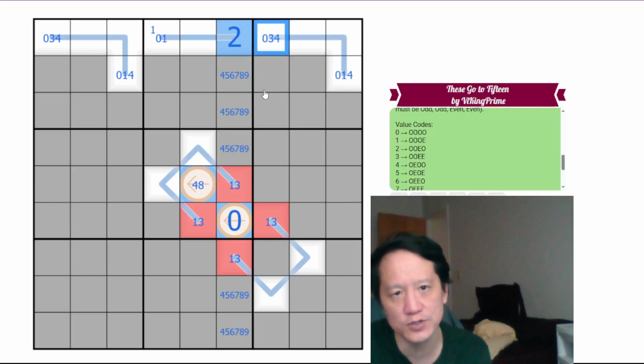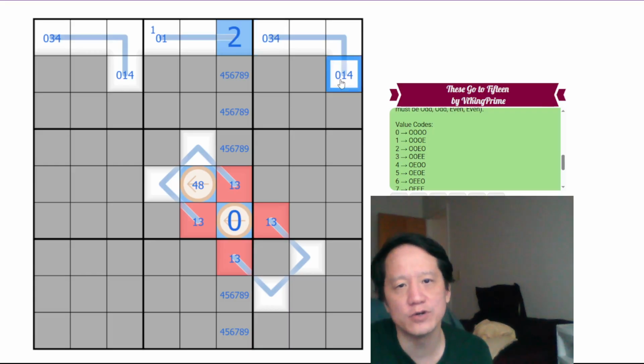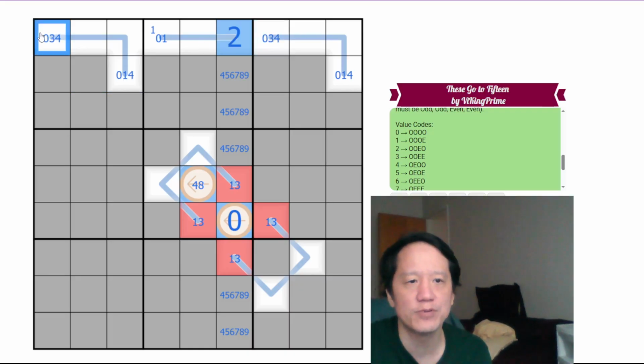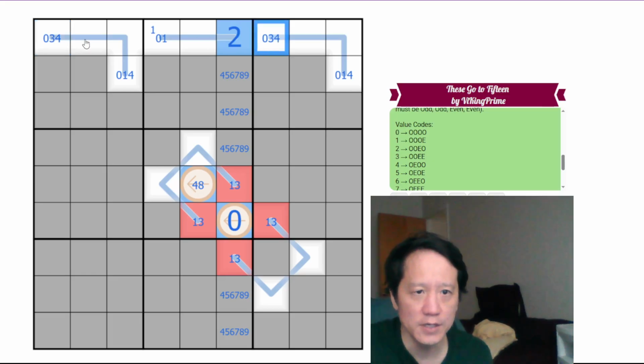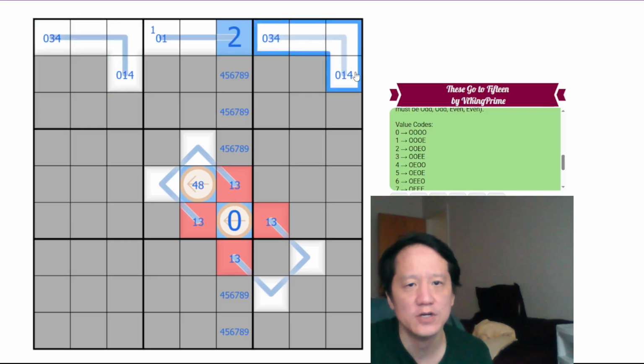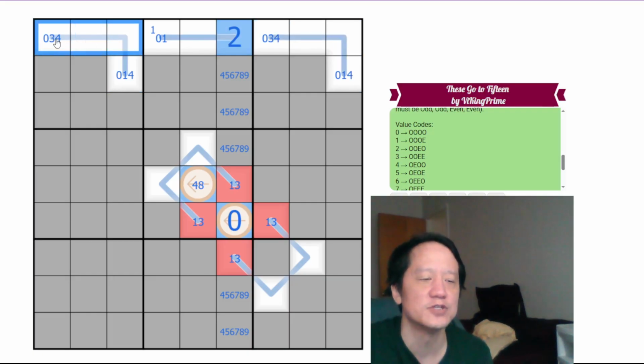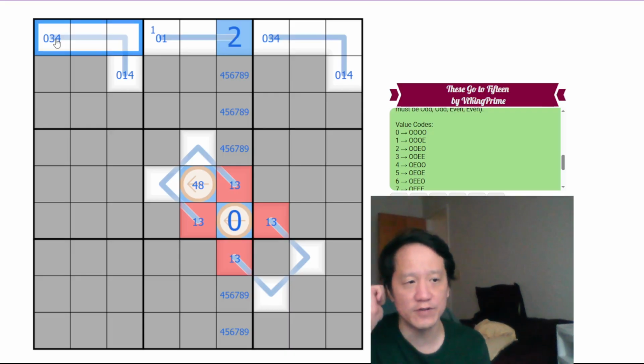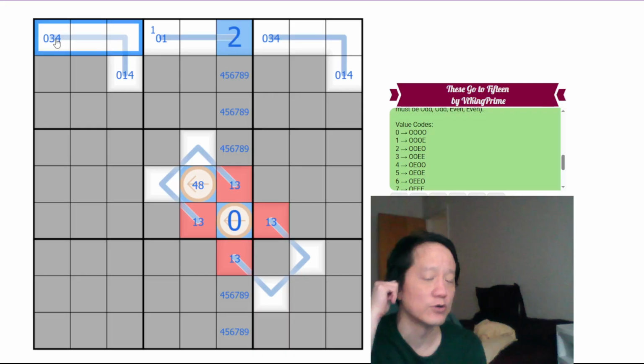If this is so, can it be 4, 0, and 4, 0? And the answer there is no. So if these were both 4, 0, the problem with that is this would guarantee all of these are even, and all of these are even. Well, that's 7 evens in row 1, which is not allowed. You can have either 4 or 6 evens in a row.